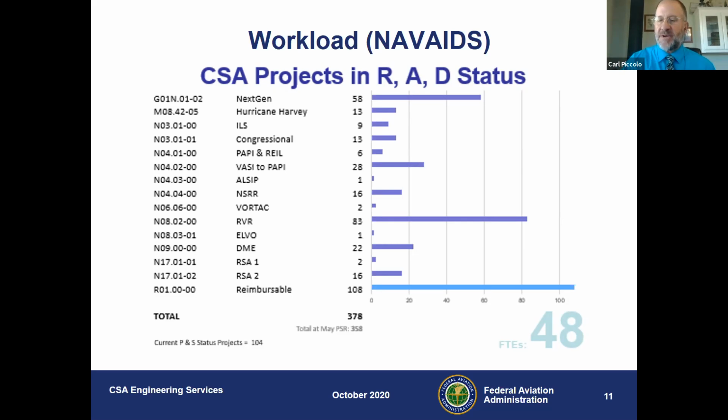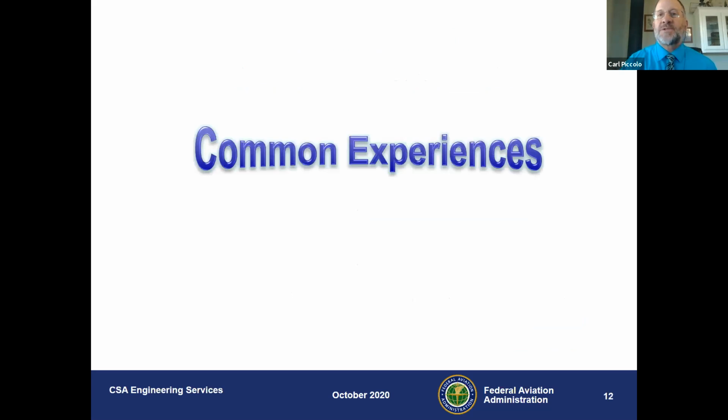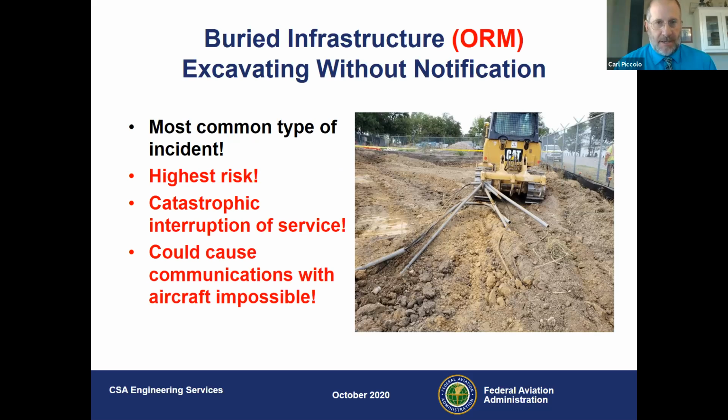Here's some common experiences with construction on airports and where things can go wrong. Now I'm going to ask for your help again. This is an operational risk management example. You can see here, this is a contractor that's working for the airport sponsor. We were in a reimbursable agreement supporting this particular project. We had a resident engineer on site.